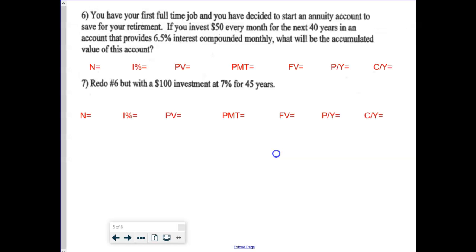You have your first full-time job. I love this question because this is really depressing. You get to start an annuity to save for your retirement, because that's what every first-time job worker wants to think about. When can I retire? So this one's really adorable. Let's find out what happens when you decide to invest $50 every month for the next 40 years.